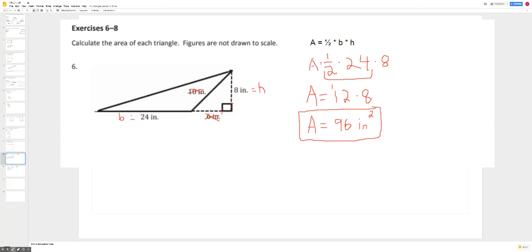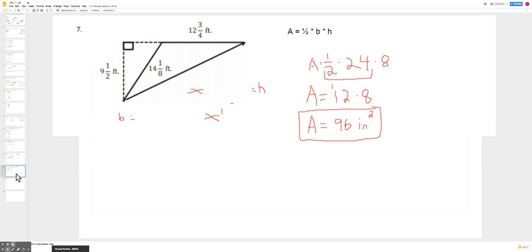So remember, the big thing is just simply identifying the proper numbers. We don't use the 6 and the 10. The 6 is the extension of the base to get that 90-degree angle. And the 10 is just simply one of the sides of the triangle that we just simply don't need.